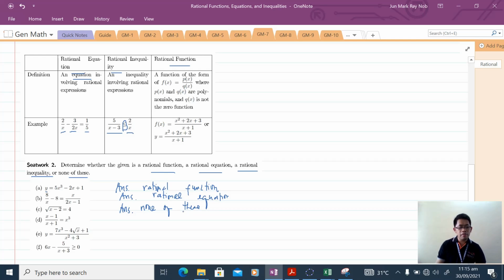For letter D, we have the quantity (x minus 1) all over (x plus 1) is equal to x cubed. This is very clearly a rational equation. Letter E, so take note, we have actually the square root of x. The square root of x can be written as x to the 1/2. In that case, the variable x has a fractional exponent, so the numerator is not a polynomial, and automatically none of these.